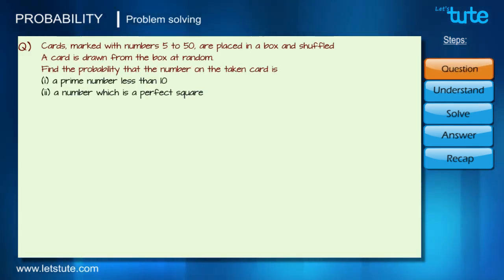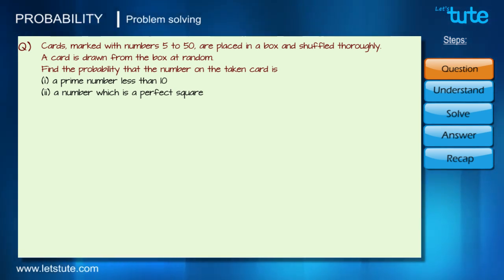So the problem is: cards marked with numbers 5 to 50 are placed in a box and shuffled thoroughly. A card is drawn from the box at random. Find the probability that the number on the taken card is: 1. A prime number less than 10. 2. A number which is a perfect square.